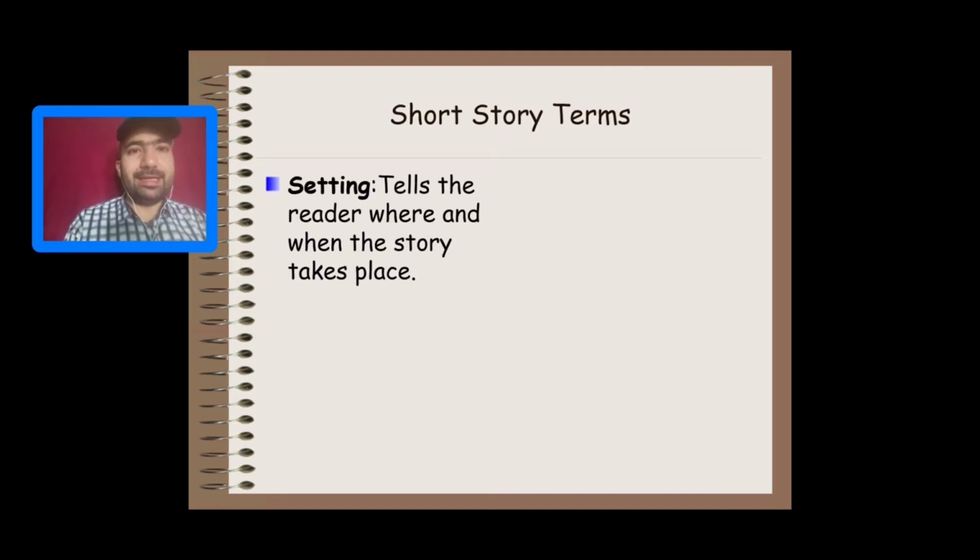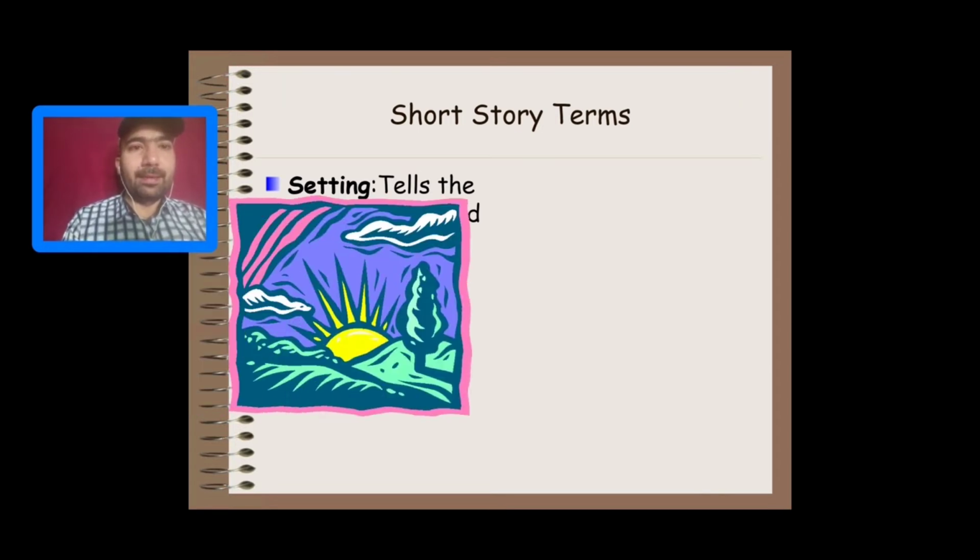Let's discuss setting. What is setting? Setting tells the reader where and when the story takes place. It is very important. There has to be a setting of the story. It must show where the action is taking place and when that incident is happening. So setting is very important for a story.